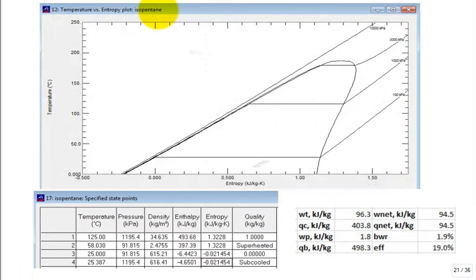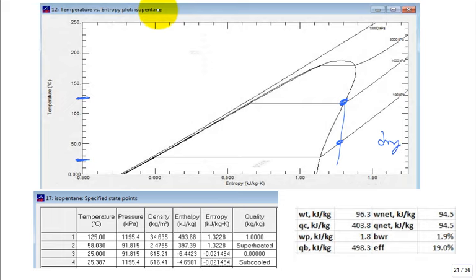Here's another fluid. Tell me a little bit about the shape of the dome on the temperature entropy diagram. Skewed. Let's say I'm coming out at 125, saturated vapor. What do you think the fluid's going to look like when it comes out? It's going to be vapor. It's going to be what they call dry.